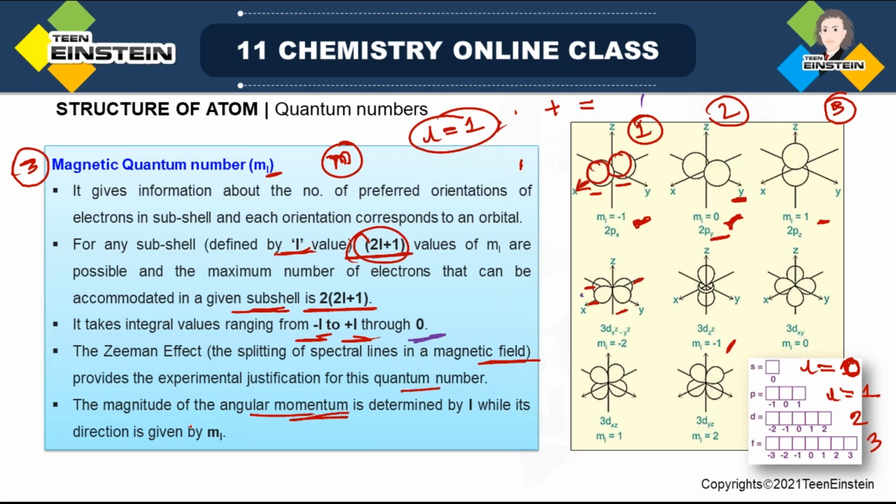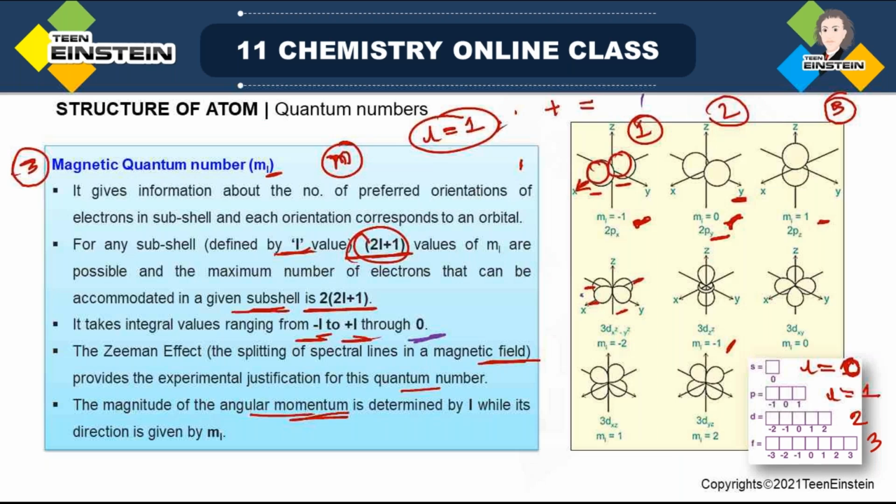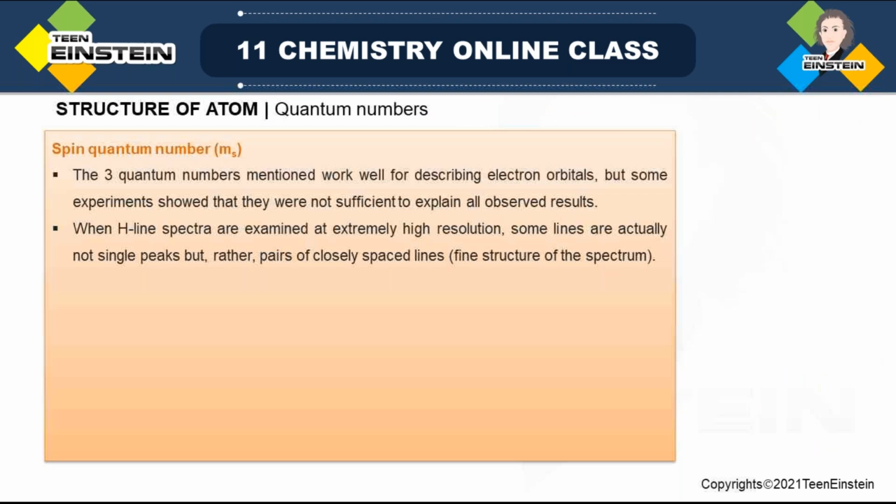We know how to calculate angular momentum by using L. It is root over L into L plus 1, h by 2 pi. That formula you have to use. But if you want to know the direction, that is actually given by ML. Fine, so that is all about this third quantum number. Now the fourth quantum number.